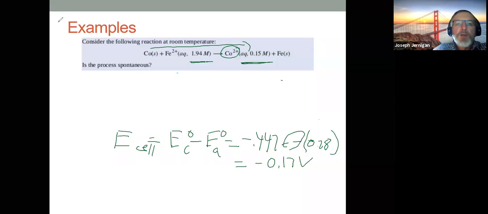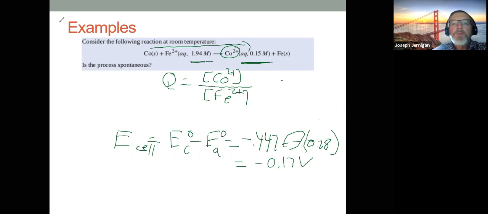Okay, so Q here is equal to the concentration of cobalt 2+ over the concentration of iron 2+. And I'm glad you asked that question, Nathaniel, because that's extremely relevant. So cobalt 2+ is equal to 0.15 molar, divided by iron 2+ at 1.94.